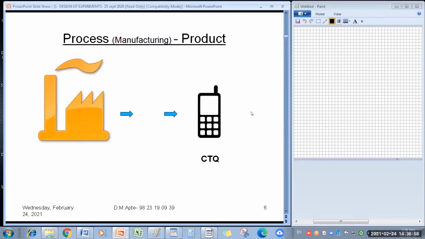To achieve a particular CTQ on a product, what do you do? You set a certain manufacturing process and you set certain input parameters. These input parameters are called CTP. CTP stands for critical to process. Now, nowadays, safety is also important. You have to follow safety norms. So there is a term called CTS, critical to safety.